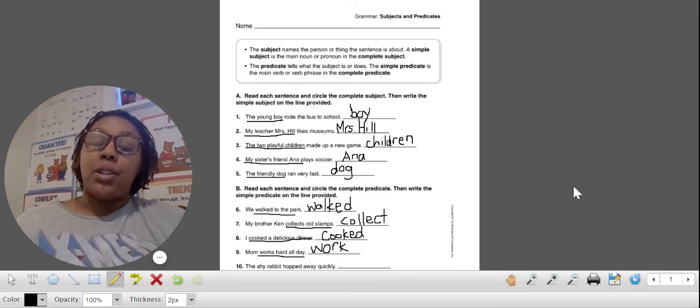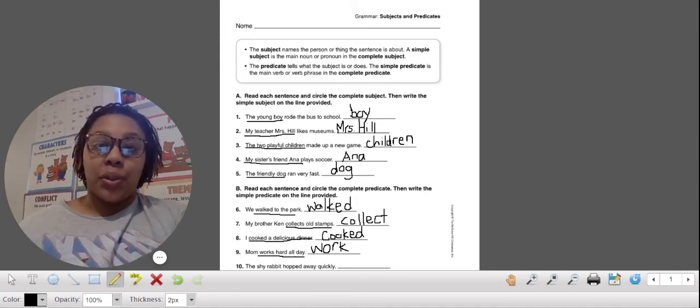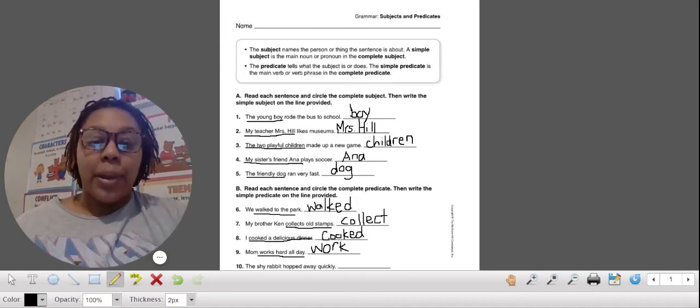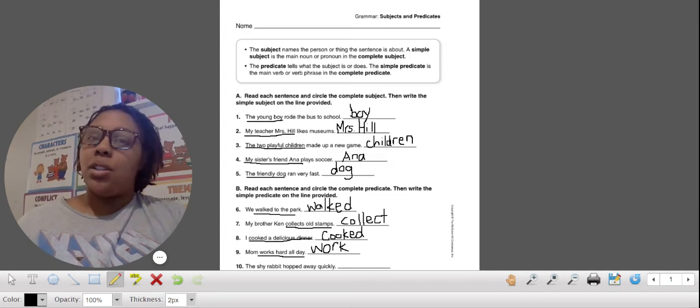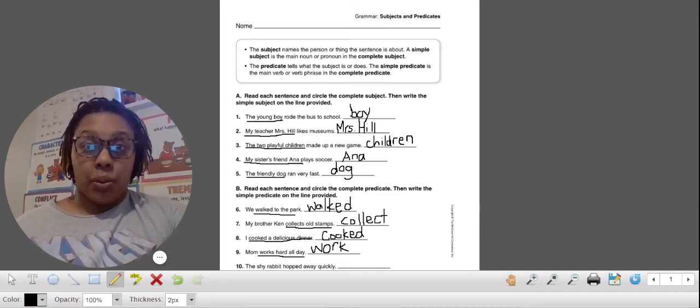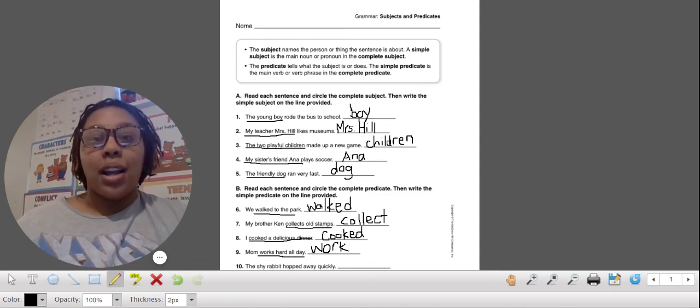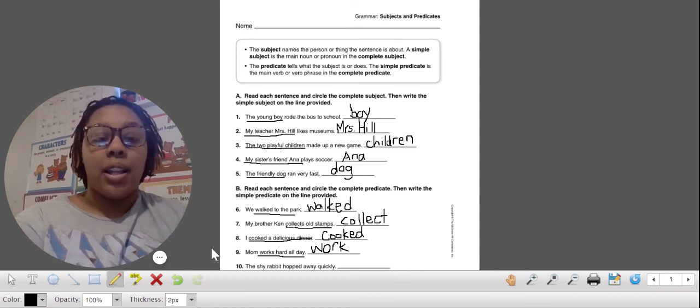This will be a good time for you to pause, and I'll give you a chance to do number 10 on your own. The shy rabbit hopped away quickly. So, what is the subject and what is the subject doing? That is our complete predicate. Take some time now and underline your complete predicate and write your simple predicate on the line.